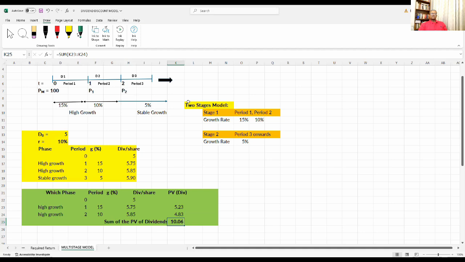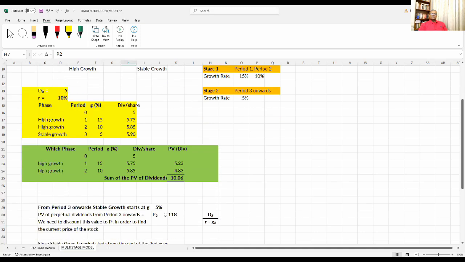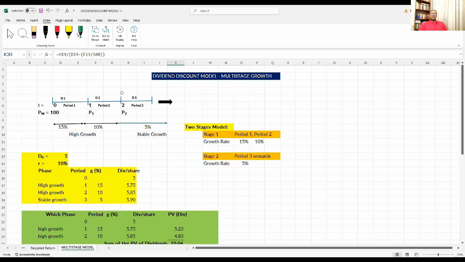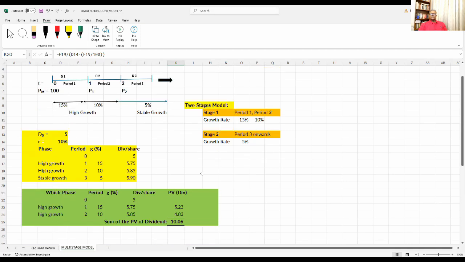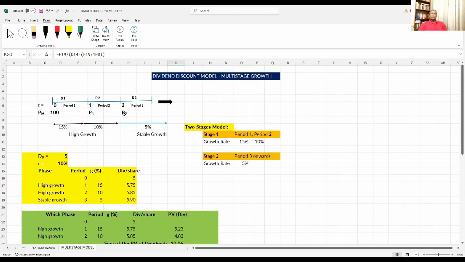But for that, you need to find out what is P2. So now, what is P2? P2, according to the formula, is given by D3 divided by R minus G. You see, D3 divided by R minus G3. This formula we have already seen in the generic constant growth model. So for this period, we need to find out what is P2. Just by applying this formula, we can find out that P2 is 118. So P2 here is 118.